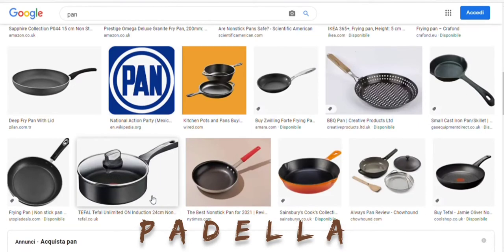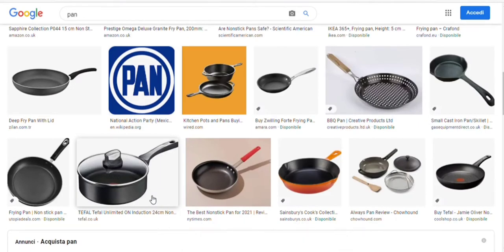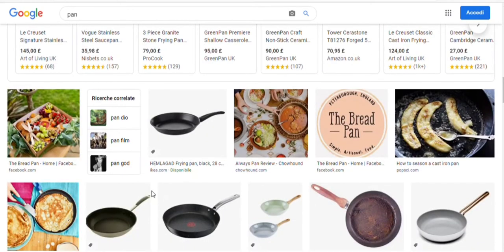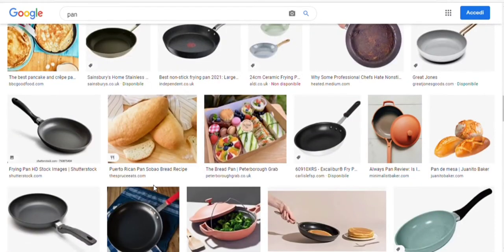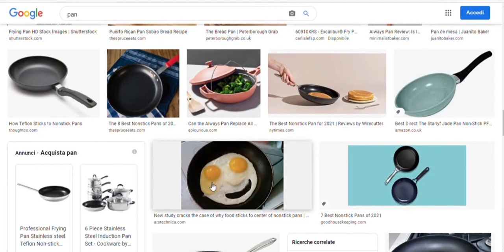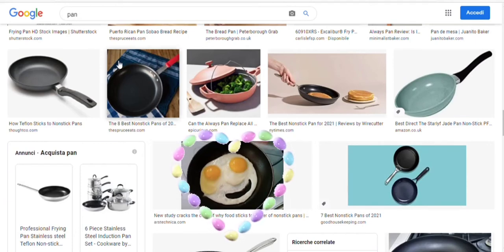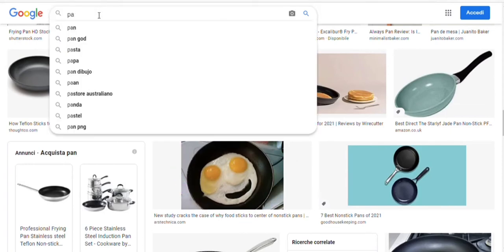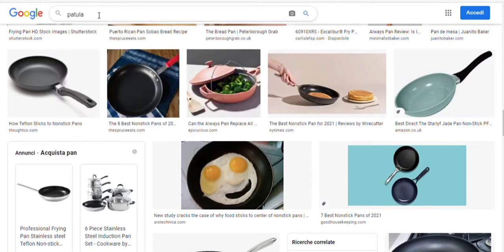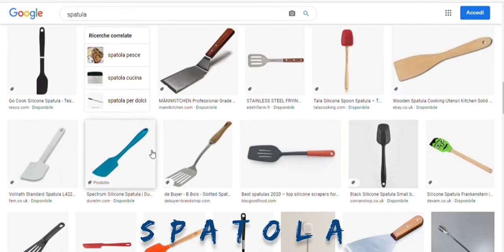Look, what do we use the padella for? What do we use the pan for? Potatoes, yeah, we can use it, but what do we normally, yes, egg. We use it to fry eggs. Mmm, yummy eggs. Okay, and then we have spatula. Spatula. Good, good.